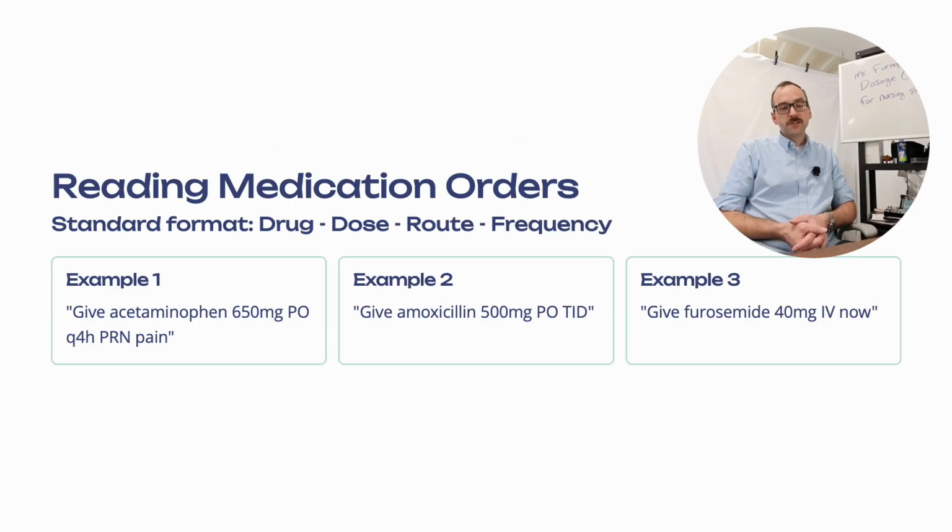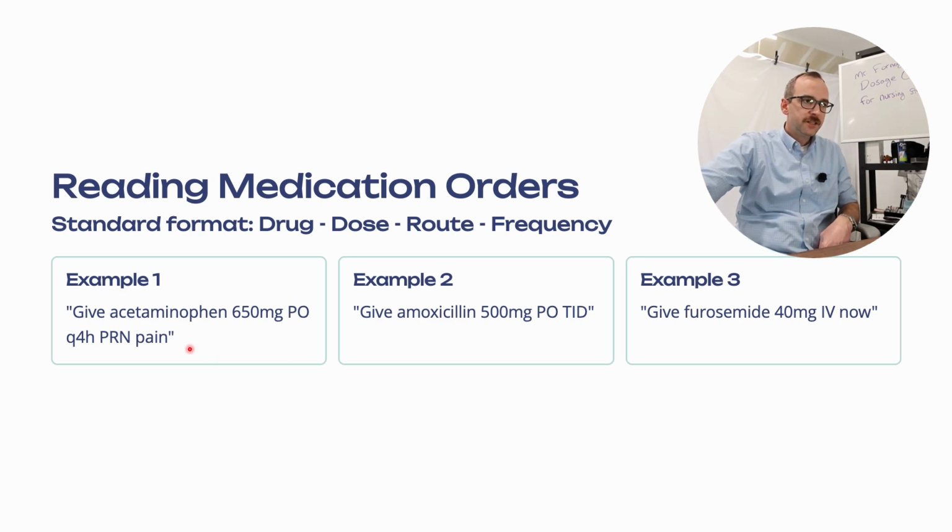Now, medication orders. This is how you'll get it in the chart, and this is what the doctor will give you. So it has different parts. And when we talk about medication administration, that's kind of a separate module from dosage calculation that'll come in a few weeks. There are very specific parts that we have to have, but for our dosage calculation part, we can pull out exactly what we need. So look, this example 1: give acetaminophen, 650 milligrams, PO, Q4H, PRN, pain.